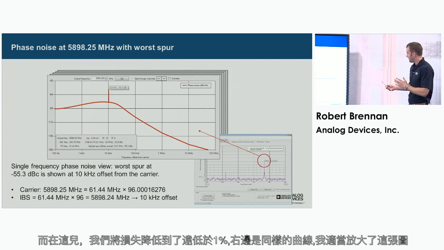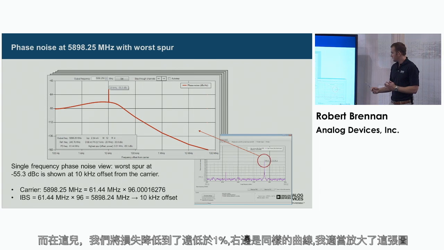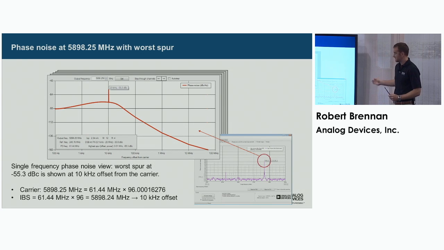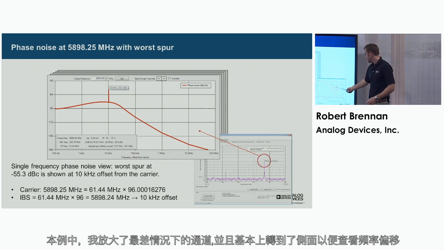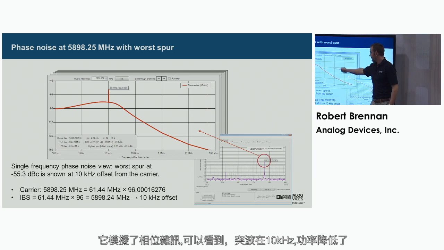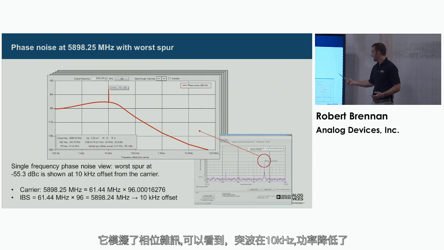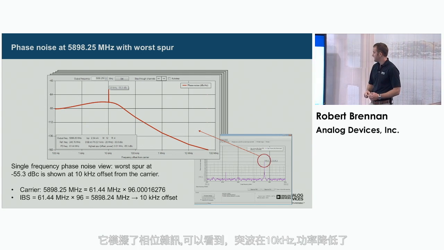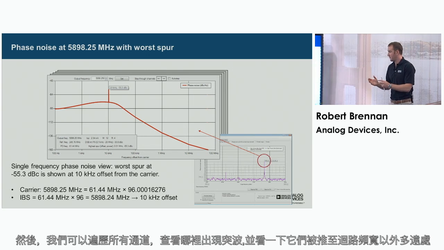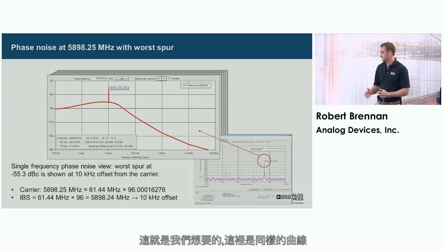So this is the same plot on the right. I'm zooming in, and the software allows you to zoom in and look at a phase noise plot for each of these channels. In this case, I've zoomed in on the worst channel and turned it sideways, so I'm looking at the frequency offset. It simulates the phase noise, and you can see your spur here at 10 kilohertz, and the power is shown. Then we can step through all the channels and see where these spurs occur and how far they're being pushed outside the loop bandwidth, which is what we want.